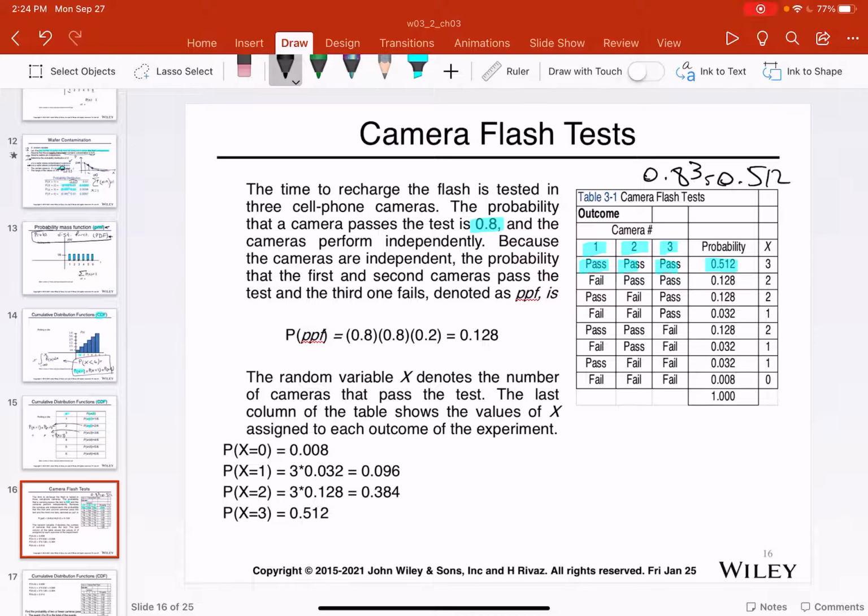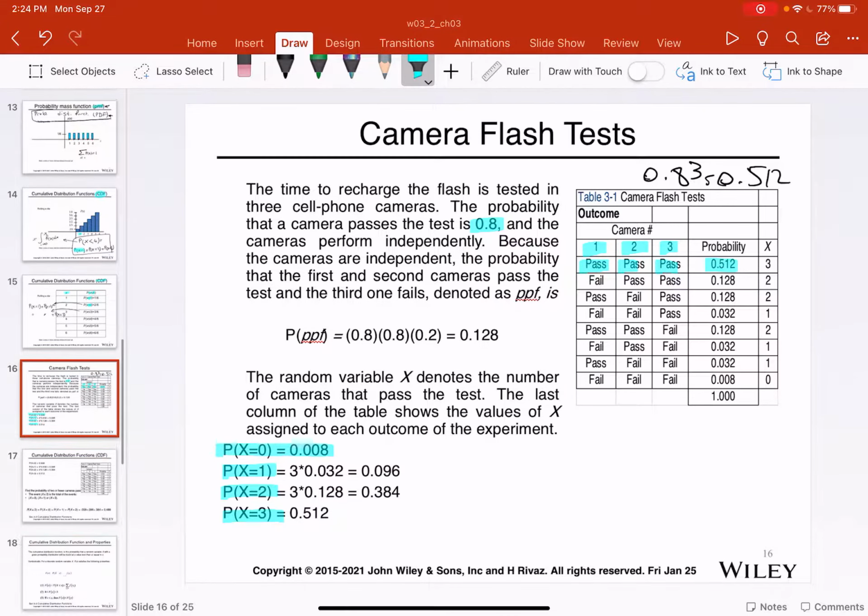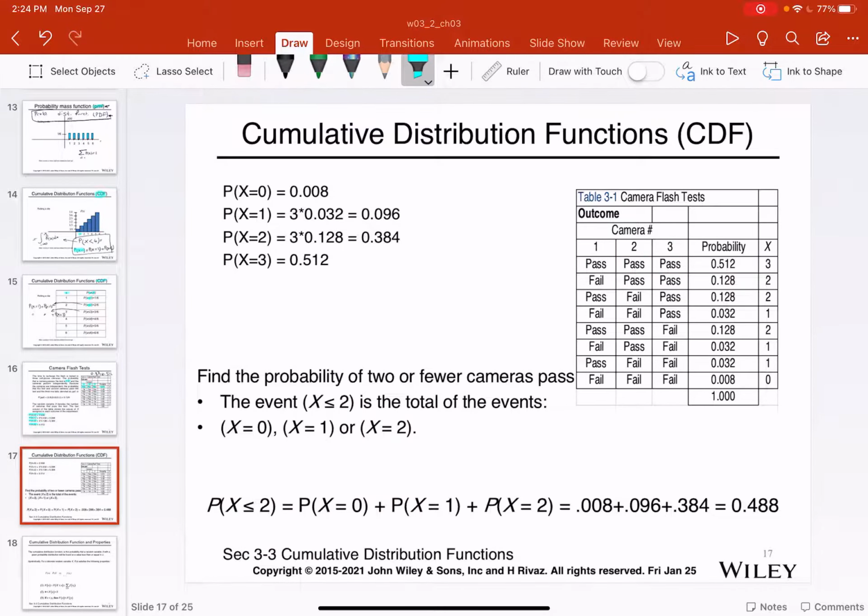And we already calculated this, right? We already calculated P of X equal to 0, P of X equal to 1, 2, and 3. So what we want to do now is calculate the CDF for this example, right? So this comes from the previous slide.